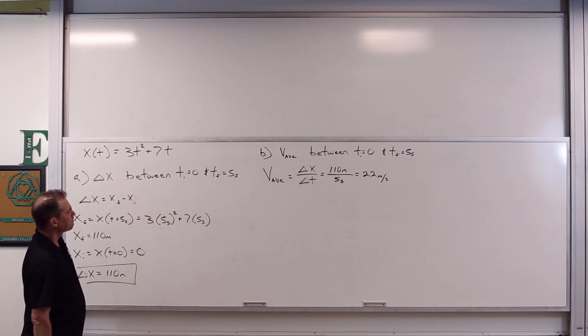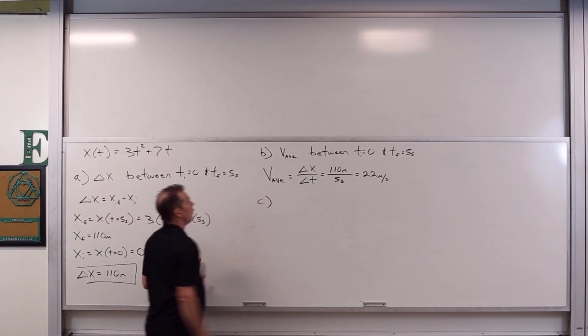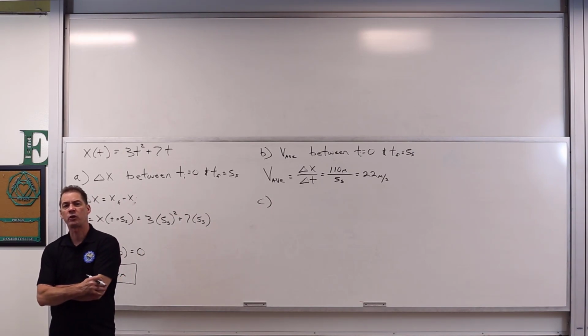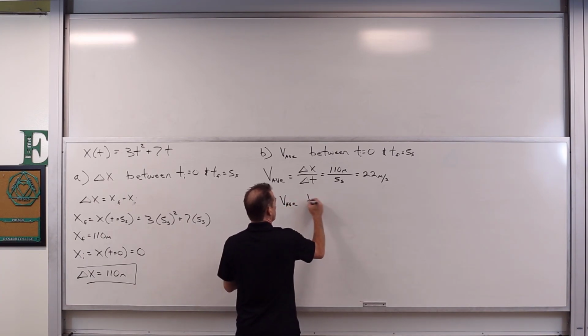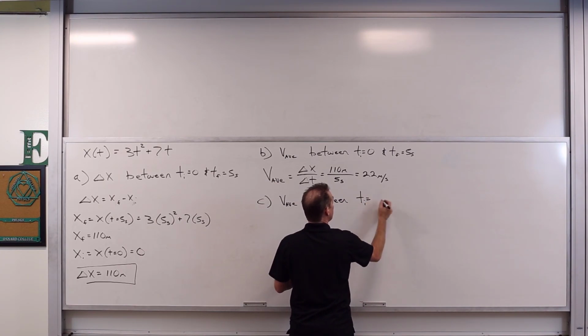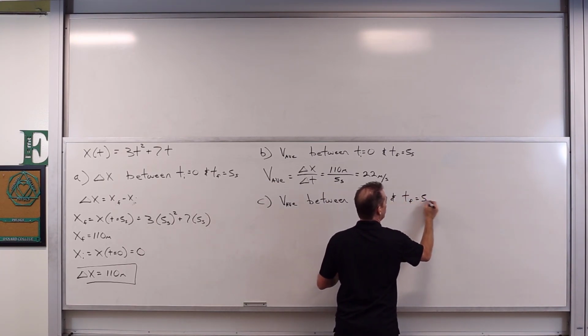So there we go. Let's change it now. Let's go ahead and say, what's the average velocity between t equals 3 and t equals 5? The average between t initial equals 3 seconds and t final equals 5 seconds.